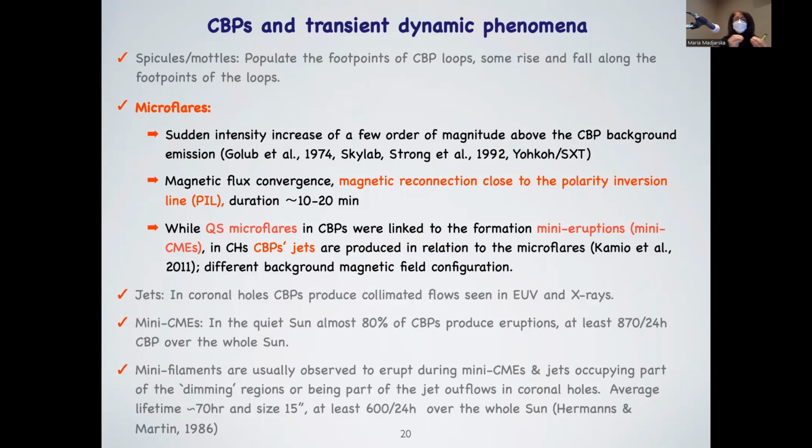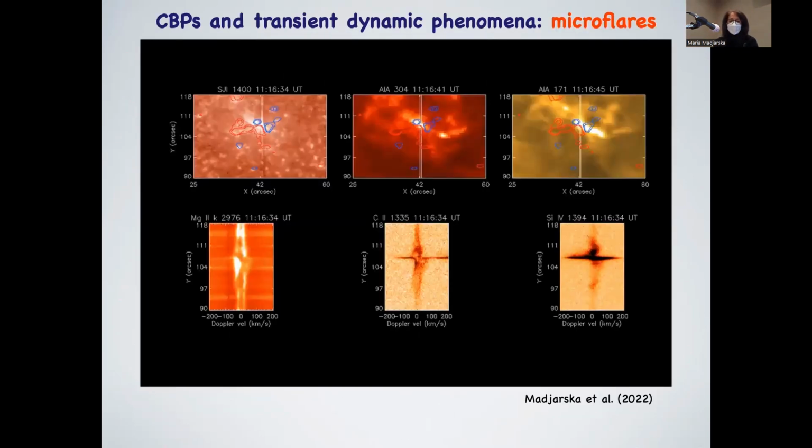So they appear very quickly. The intensity in a very small region increases a few orders of magnitude, and it always happens. It's believed that this is magnetic reconnection happening along the magnetic polarity inversion line. In the quiet sun, where mostly loop systems exist, we can see mini eruptions like mini coronal mass ejections. And in coronal holes, these eruptions evolve. Microflares are related to jets, collimated outflow. I will show you later a simulation.